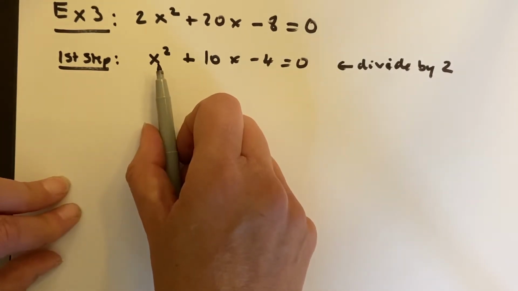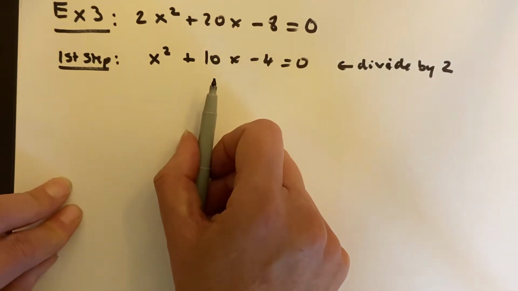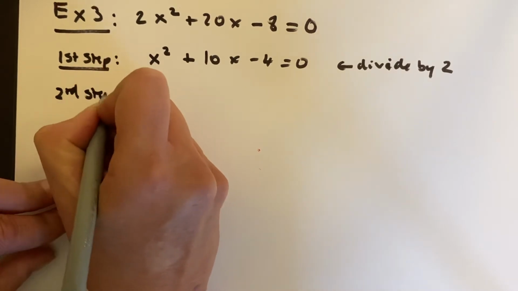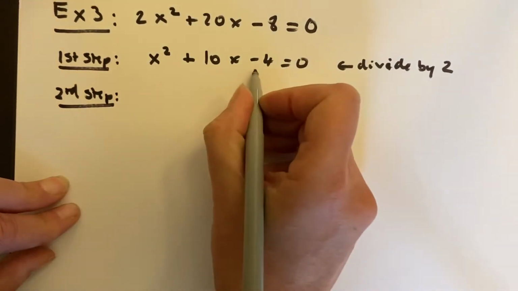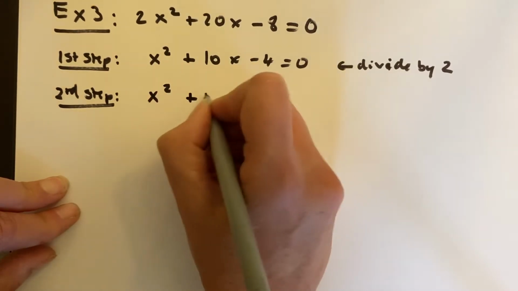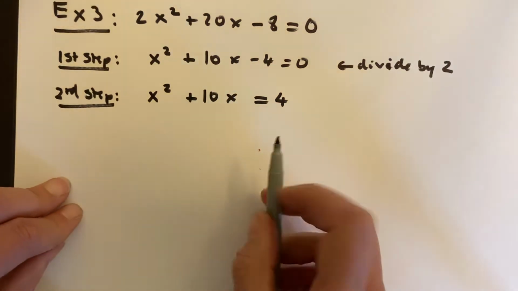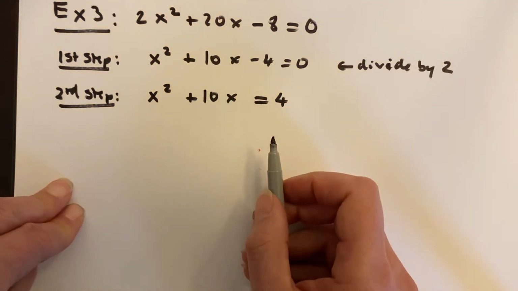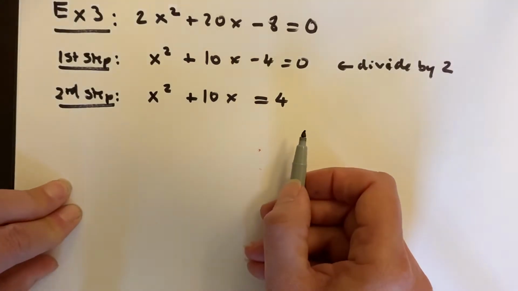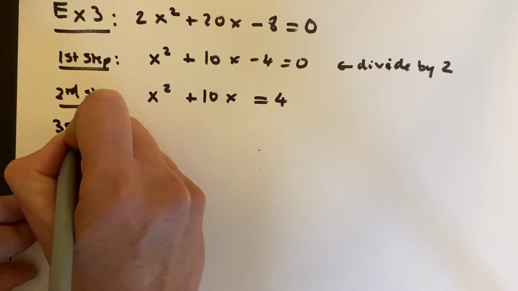Once I've done that, I need to get it in a different format as we had in example 2. So my second step is to move this 4 over to the other side. X squared plus 10x equals 4. And if you look at example 2 and the guided practices that we did that were like it, that's what we did there. Okay?